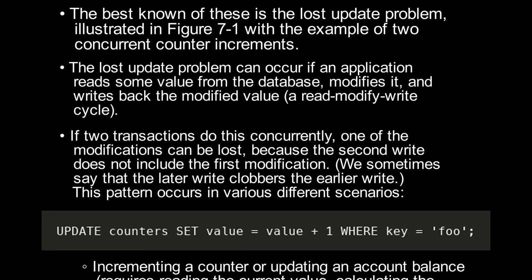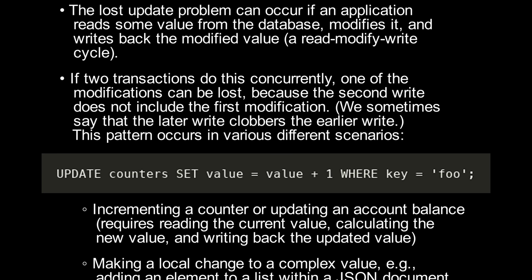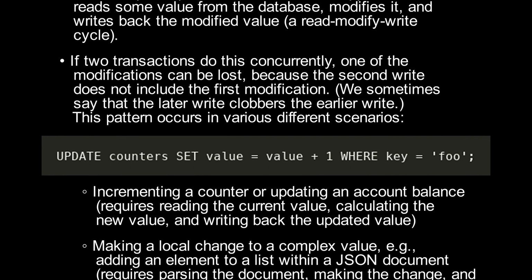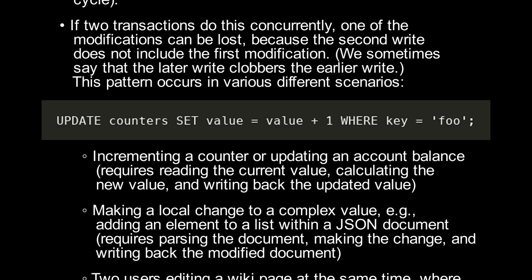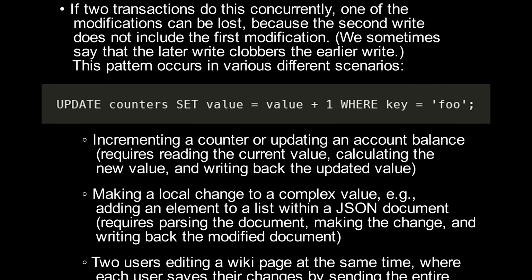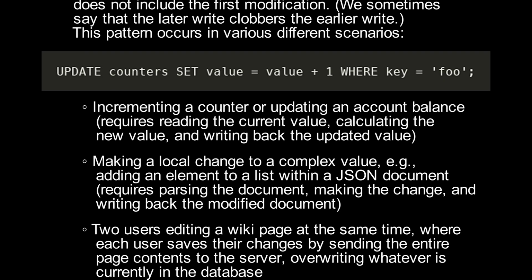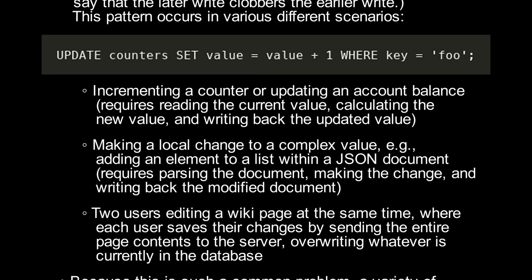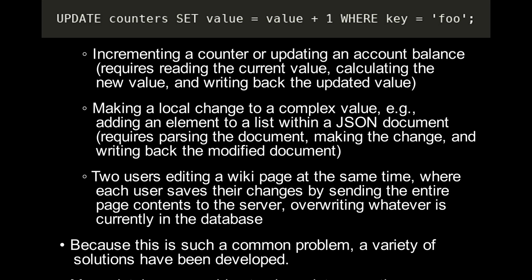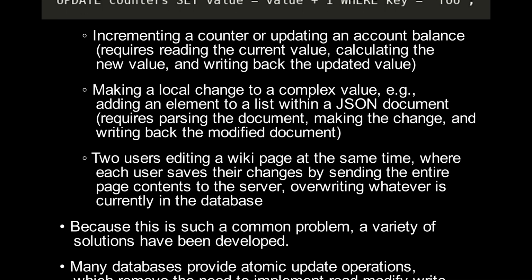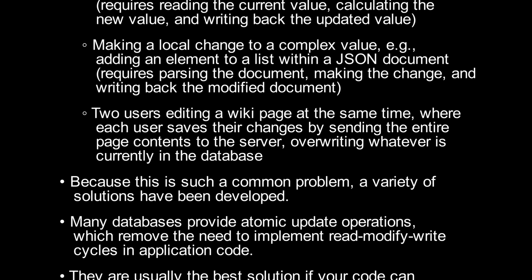This pattern occurs in various different scenarios. Incrementing a counter or updating an account balance requires reading the current value, calculating the new value, and writing back the updated value. Making a local change to a complex value, for example adding an element to a list within a JSON document, requires parsing the document, making the change, and writing back the modified document. Two users editing a wiki page at the same time, where each user saves their changes by sending the entire page contents to the server, overwriting whatever is currently in the database. Because this is such a common problem, a variety of solutions have been developed.